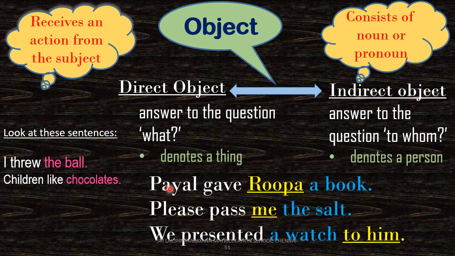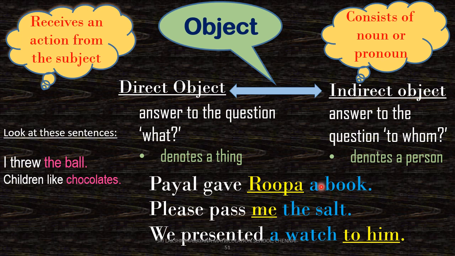So in these sentences, you find both direct object and indirect object to be present. Payal gave Rupa a book. So in this sentence, Payal is the subject, gave is the verb, and Rupa is the indirect object. Okay, so what is being given to Rupa? A book. So a book is the direct object. So what comes as the answer to the question what? What is being given? A book. So a book is the direct object that denotes a thing.